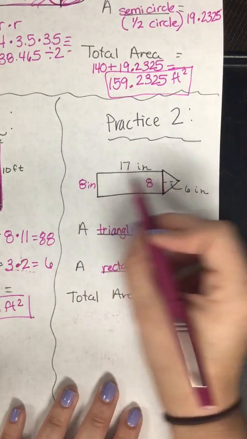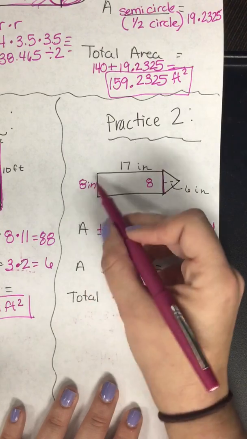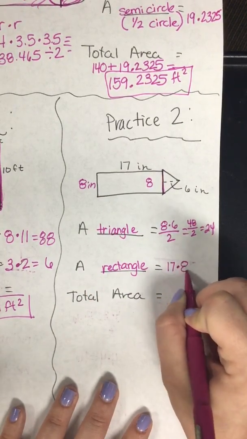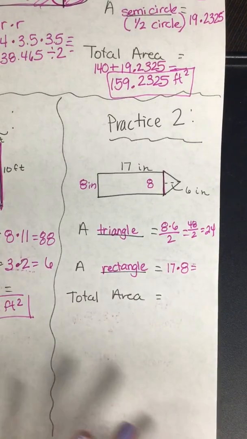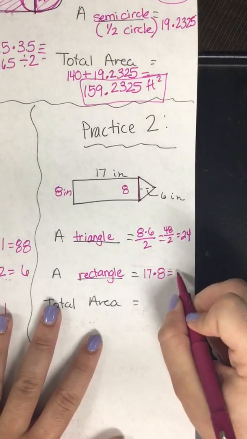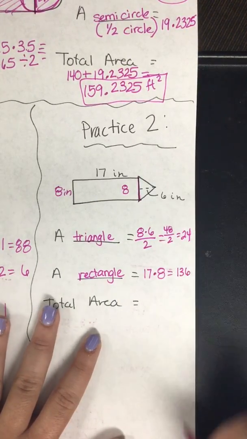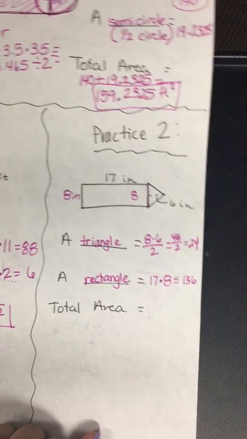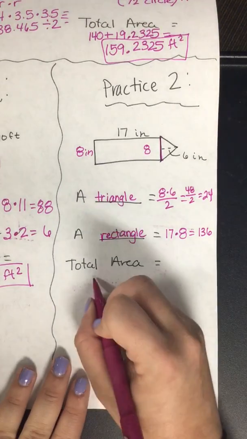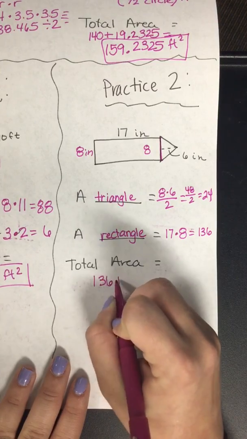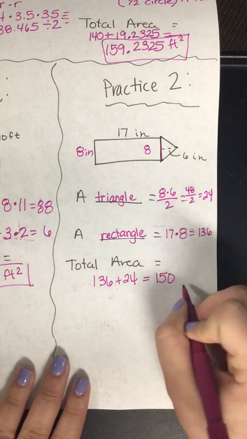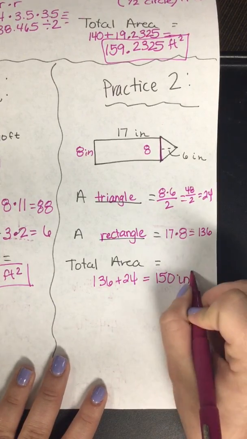My rectangle is pretty simple. I have a length of 17 inches and a width of 8 inches. So I'm going to take 17 times 8, length times width. Since it's a rectangle, that's all I have to do. 17 times 8 is 136 inches squared. So to find the total area, we're going to take 136 plus 24, which is 150, label inches squared.